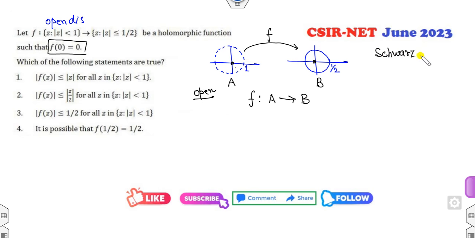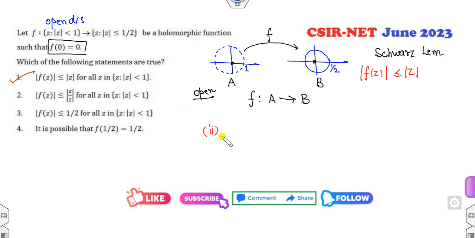That is the Schwarz lemma. Fine. So what does the Schwarz lemma suggest to you? This will be less than or equal to mod z. And the nth derivative, but we do not need the derivative, so I can skip the derivative part. The first option is the correct option by the Schwarz lemma.